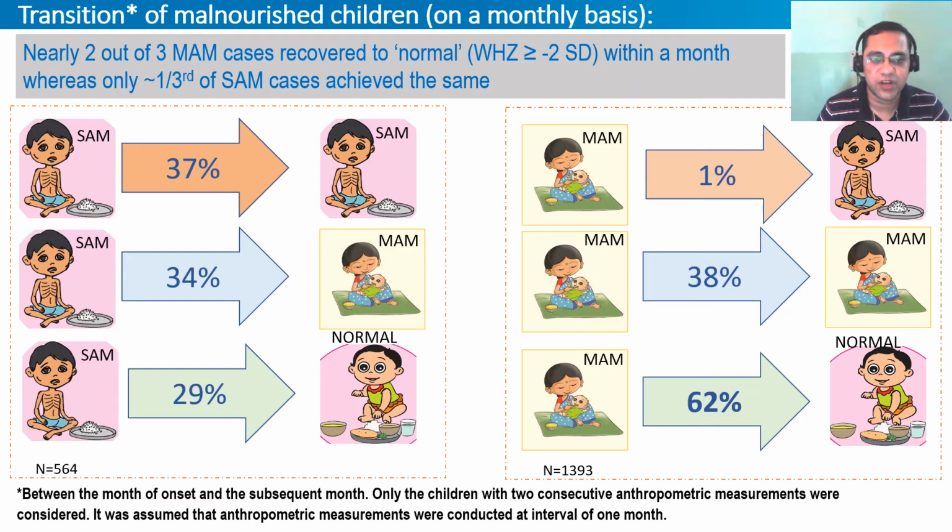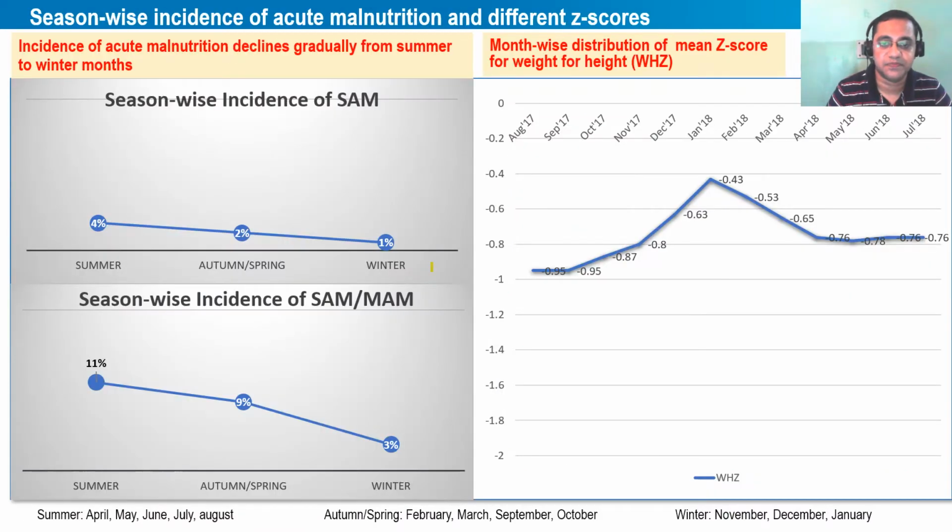Now coming to transition, we wanted to see what happens to the SAM and other acutely malnourished children in the month after they had their onset. And there we found that slightly more than a third of the SAM cases persisted with SAM, whereas another one third improved from SAM to MAM, and slightly less than one third improved straight away from SAM to normal. However, for MAM, almost two-thirds of the children directly improved from MAM to normal.